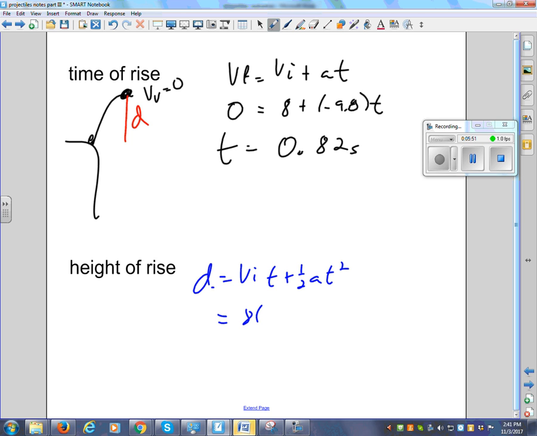It's going to be 8 times 0.82 plus 1/2 minus 9.8 times 0.82 squared. Ugh. It is kind of gross. Yeah. 8 times 0.82 plus 0.5. Oh, now is that negative? Now you guys always worry about the negative. Is it important here? No. Is it squared?